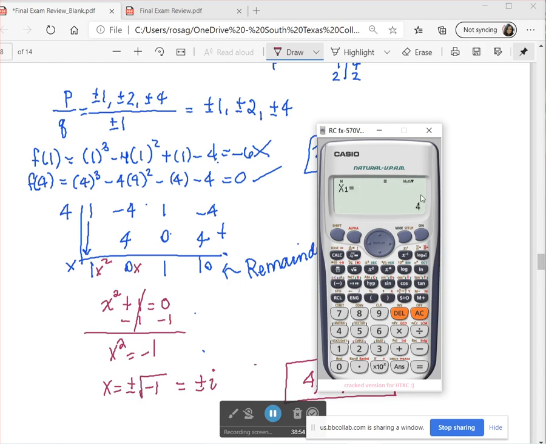And it gives me 4, which is one of the answers we got. And then it gives me i, and it gives me negative i. Any questions on that?